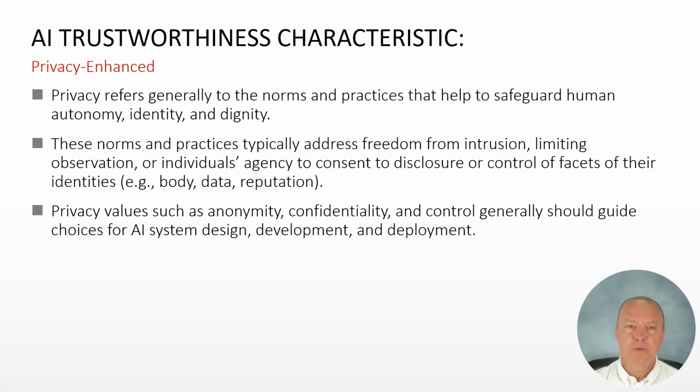Privacy refers generally to the norms and practices that help to safeguard human autonomy, identity, and dignity. These norms and practices typically address freedom from intrusion, limiting observation, or an individual's agency to consent to disclosure or control facets of their own identities. Privacy values such as anonymity, confidentiality, and control generally should guide choices for AI system design, development, and deployment.